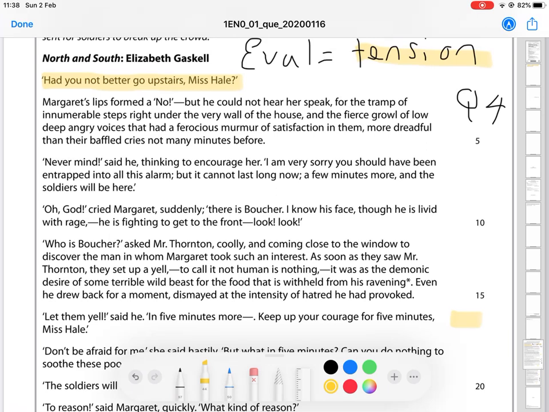And you can do that in evaluation. You can talk about where things come in the text. Why is it the first thing we read? Why is it the last thing we read? Why does it start the way it does? Why does it end the way it does? I move on to the next paragraph.